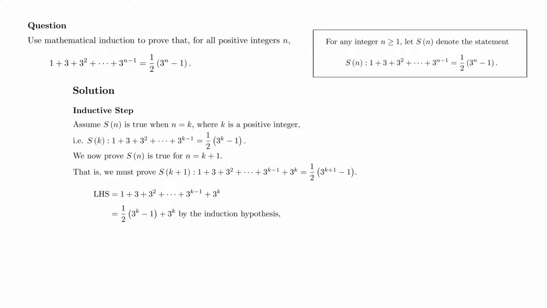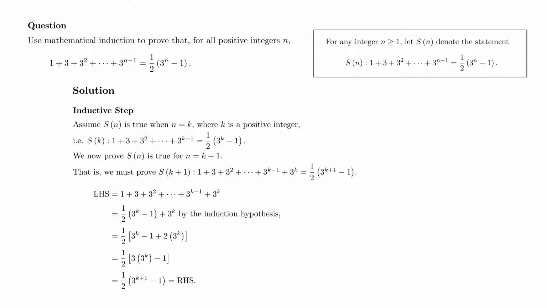We can then multiply the 3 to the k by 2 to get a common denominator, giving us this 2 times 3 to the k, seen here, with the 1 on 2 factored outside. It seems we can simplify the 3 to the k term, which is nice. 3 to the k plus 2 times 3 to the k is equal to 3 times 3 to the k, and we will still have the negative 1.